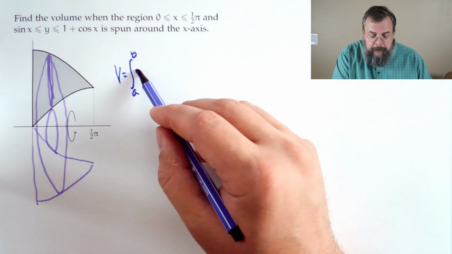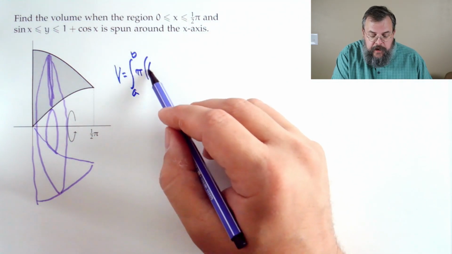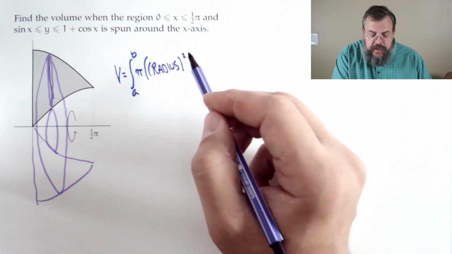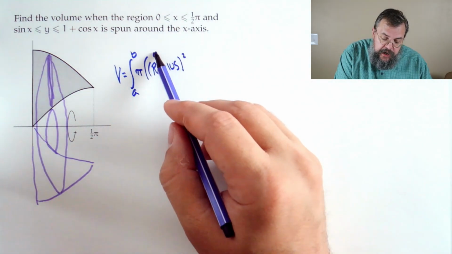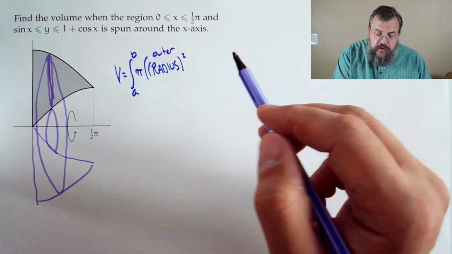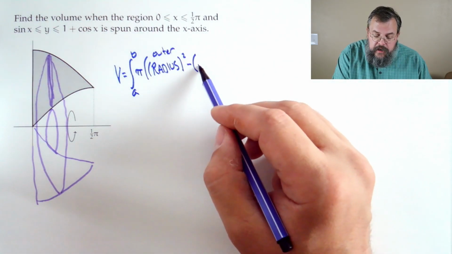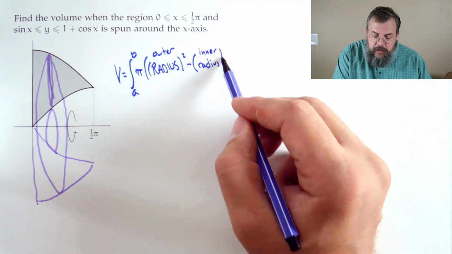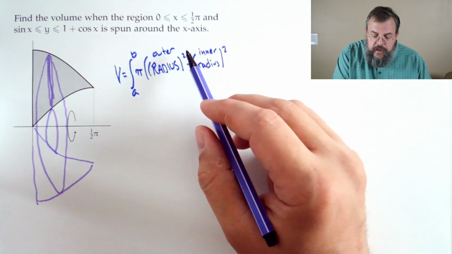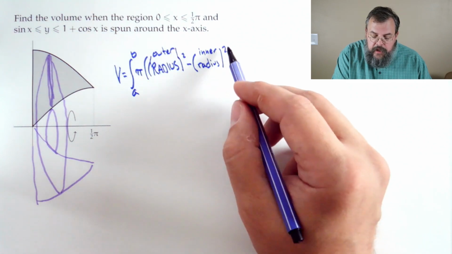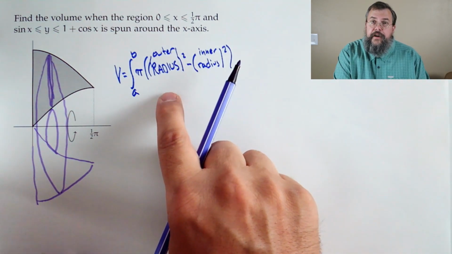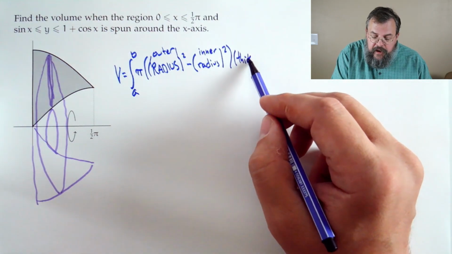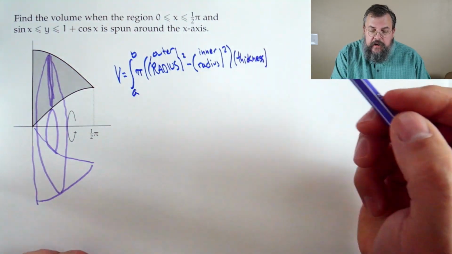We have pi, and then we have our pieces: our outer radius, which I'm abbreviating as capital R, but we could write outer radius if we wanted to, and then our inner radius, and again, we could write inner if you wanted to. Outer radius squared, inner radius squared. Really, it's big circle area minus little circle area, and then our thickness.